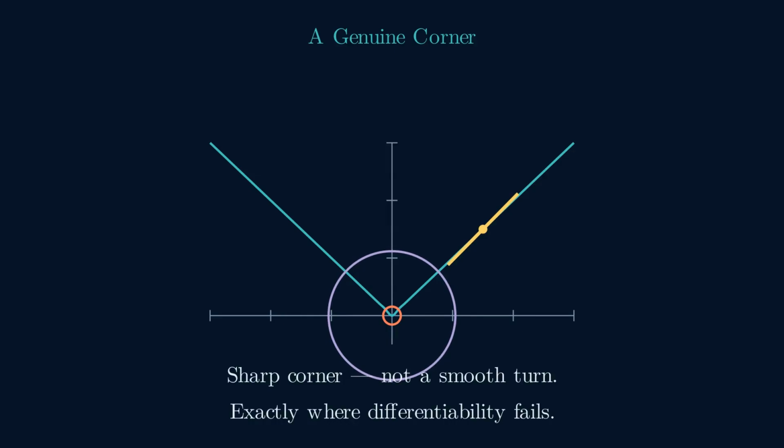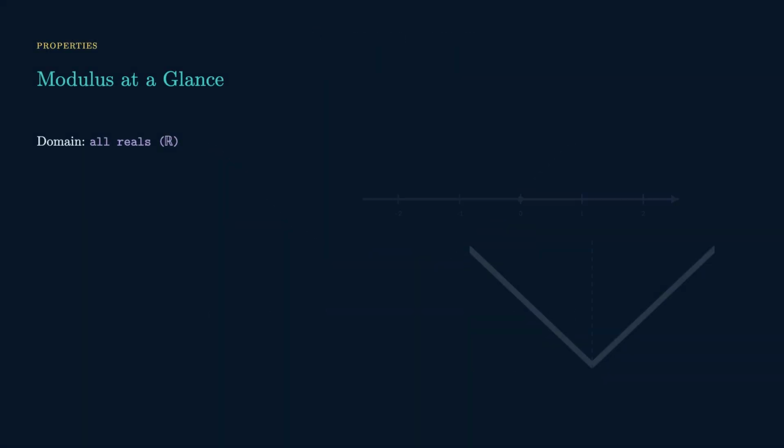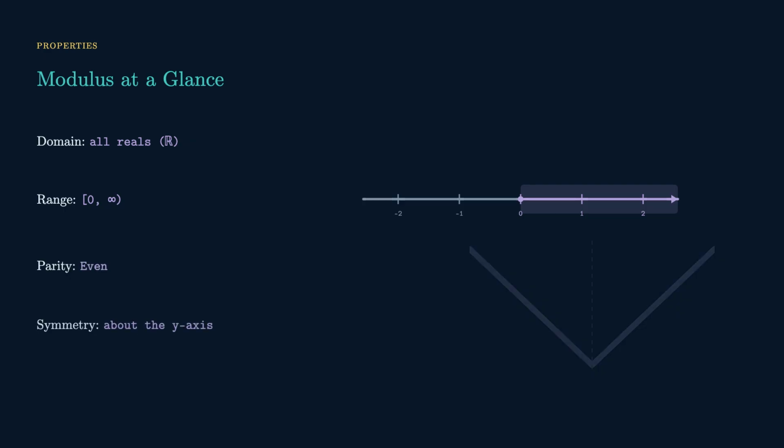There's more to modulus than the graph, though. Domain, all reals. Range, 0 to infinity, including 0, the output never dips below the axis. Parity, even. Symmetry, about the y-axis, which you can literally see in those two mirrored rays. That's modulus at a glance.